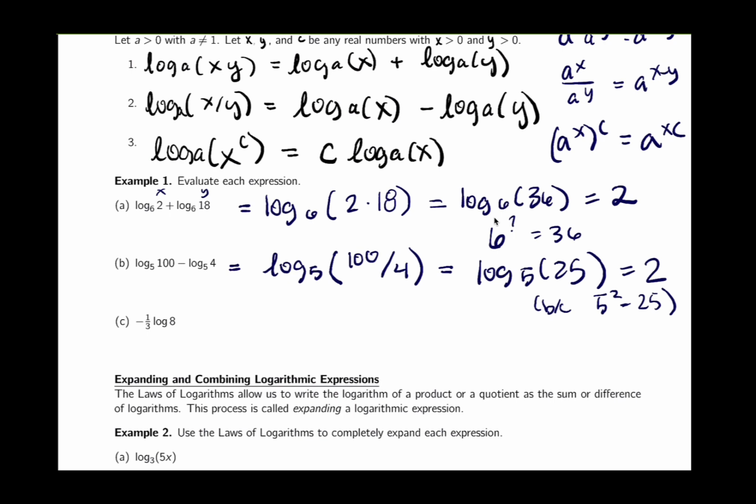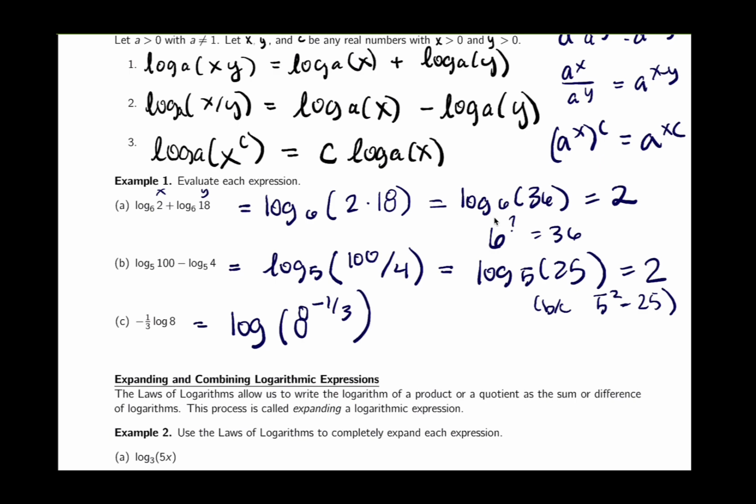In part C here, we don't have the addition or subtraction of 2 different logarithms, but I am multiplying a logarithm by a number. And so I can use my third law of logarithms in the reverse direction, and I can bring that multiplier out in front to be an exponent on my argument. I would write it as log of 8 to the negative 1/3 power.